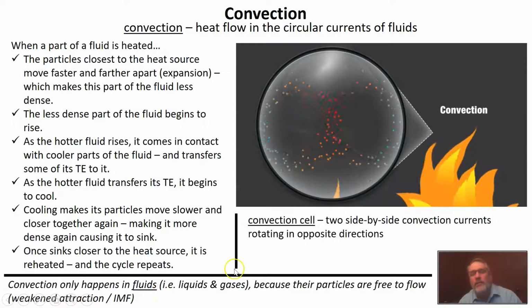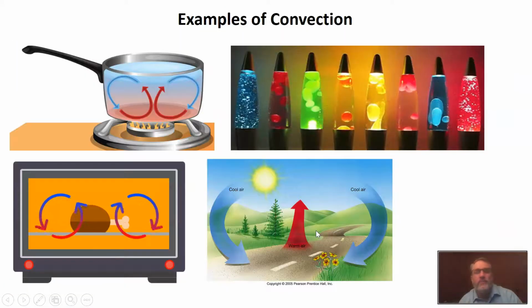Here's the last thing I want you to notice. Notice that in this diagram or in this animation, we have two of these convection currents that are side by side, and one is rotating clockwise and the other is rotating counterclockwise. These are rotating in opposite directions. When you see this, this is one whole thing, and we call this a convection cell. Okay, so two side by side convection currents rotating in opposite directions, those are convection cells.